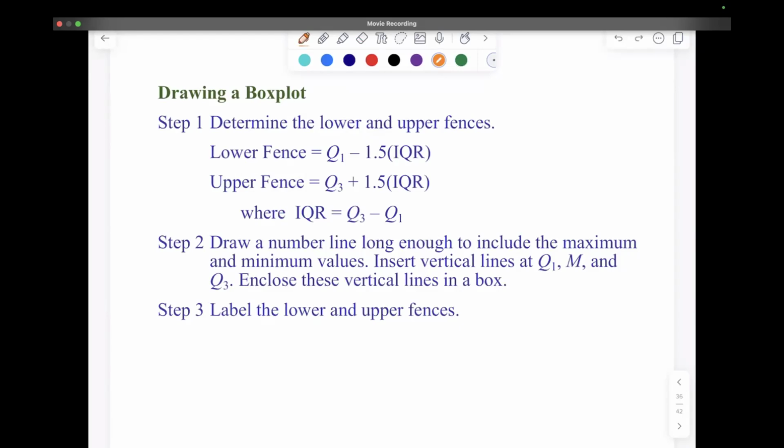First thing you want to do is after you find your 5-number summary, you find all of those pieces. Then you need to calculate your lower and your upper fence. So make sure you calculate the upper and the lower fence because we're going to be putting that on the box plot. You're going to draw a number line on the bottom, underneath where you're going to graph your box plot. This is a standard number line.